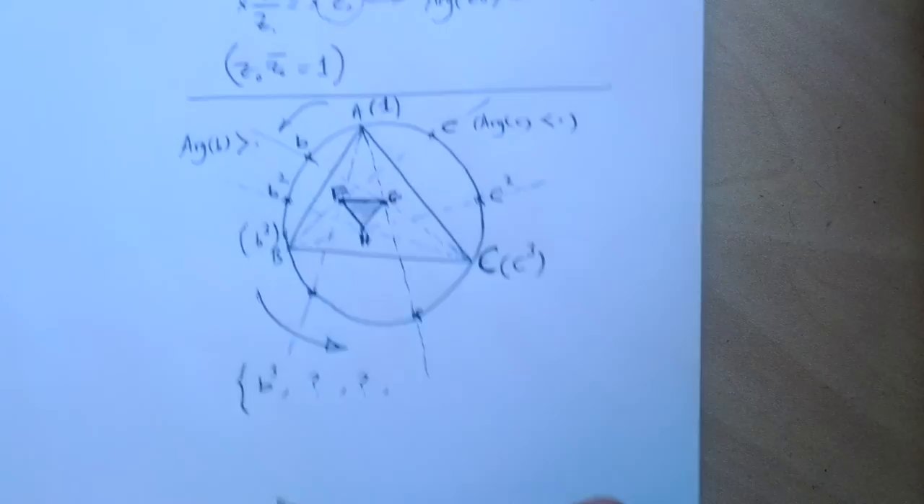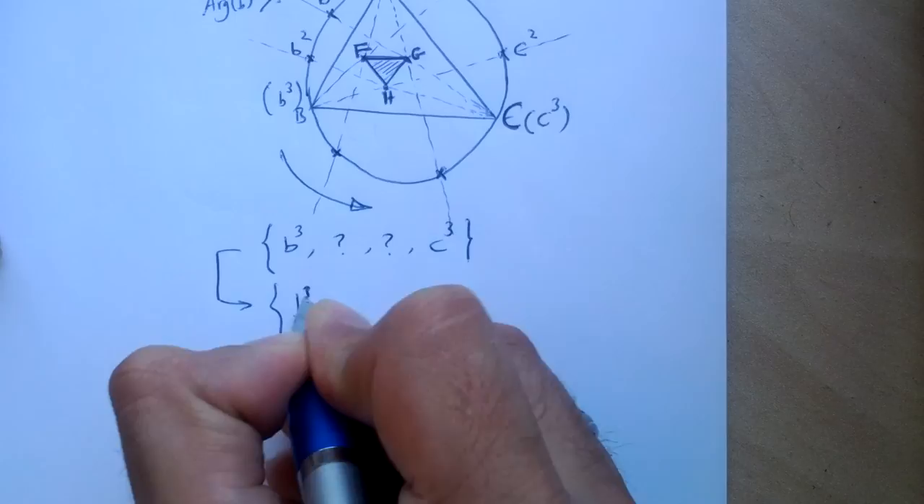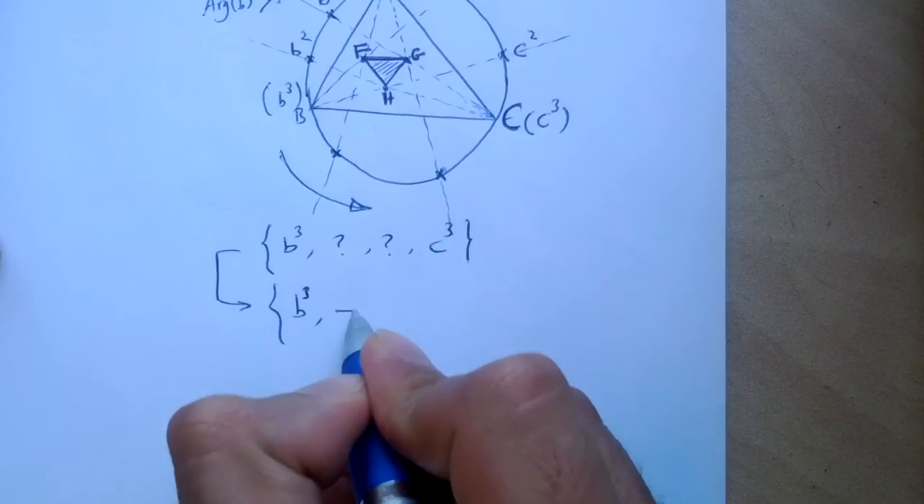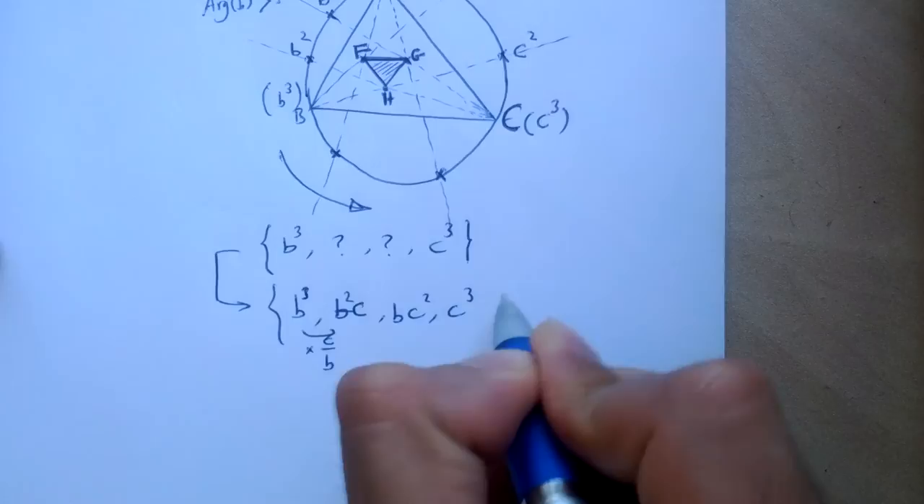So, one approach is that at each step, I divide by B and I multiply by C. So, B squared C. At each step, I'm dividing by B, I'm multiplying by C. BC squared and C cubed.